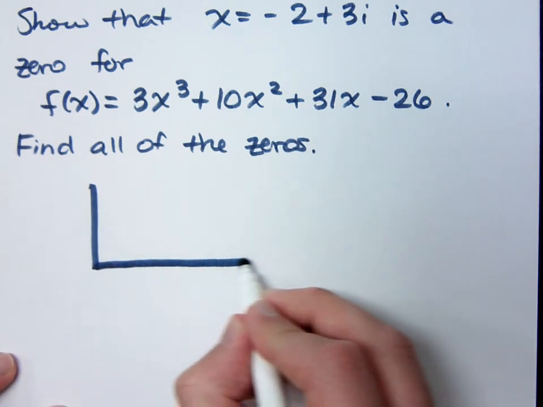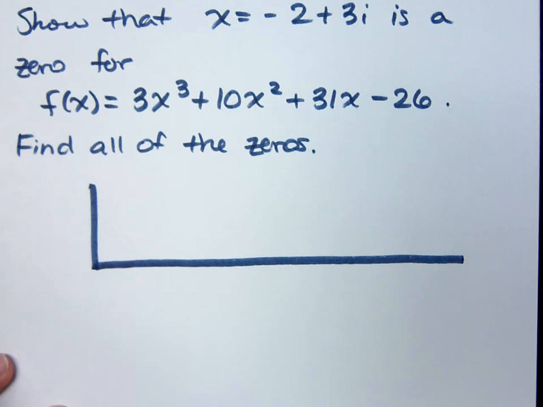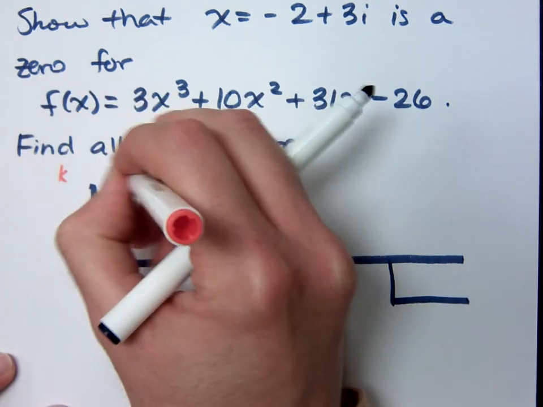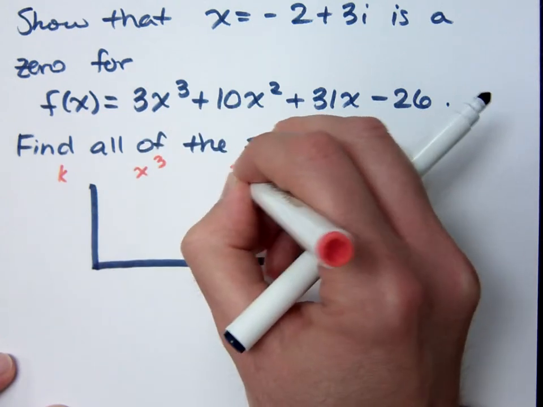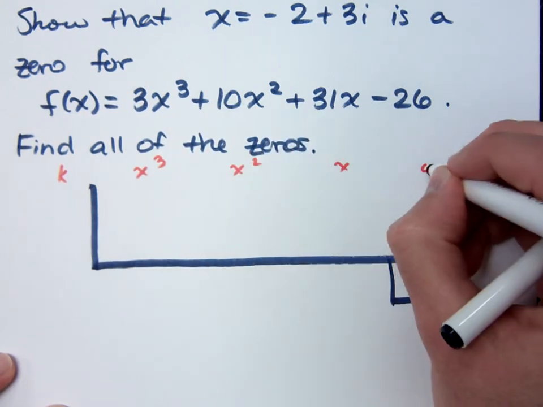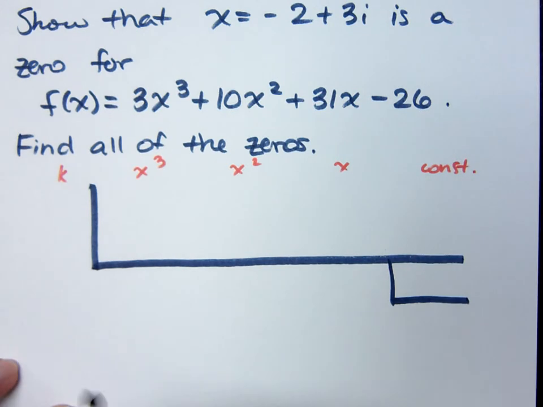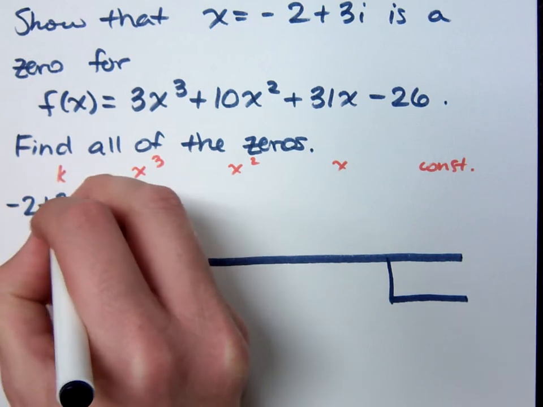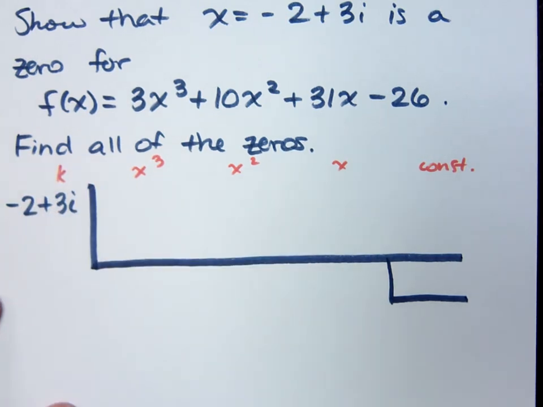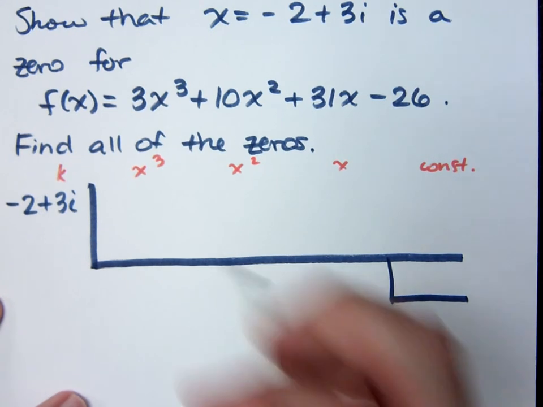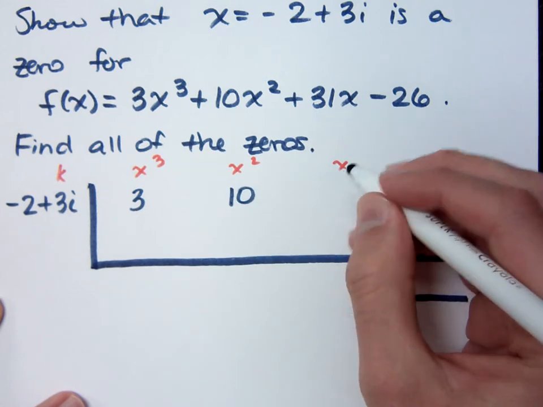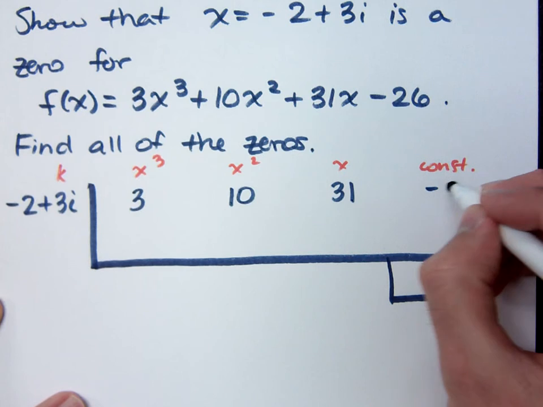What will tell you that this guy actually is a 0? What are you going to be looking for? A remainder of 0. So in this box over here, we should have a 0. So my k value is here. X to the third, x squared, x, and my constant. So what's my k value? Negative 2 plus 3i. What's your x to the third? 3, 10, 31, and negative 26. Do y'all agree?